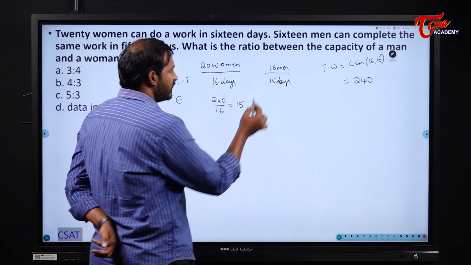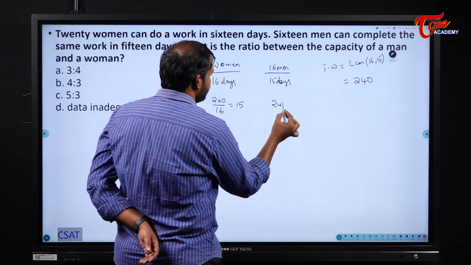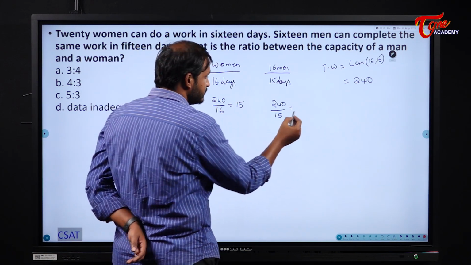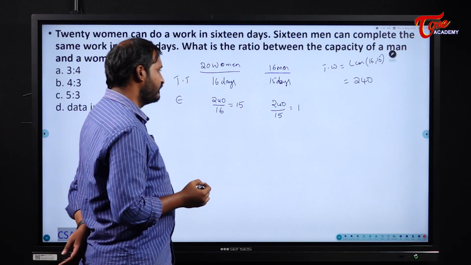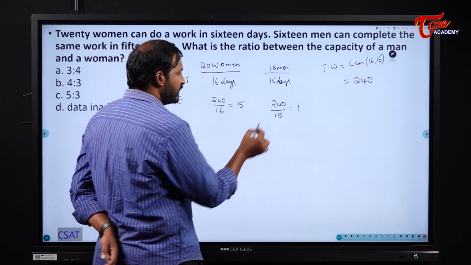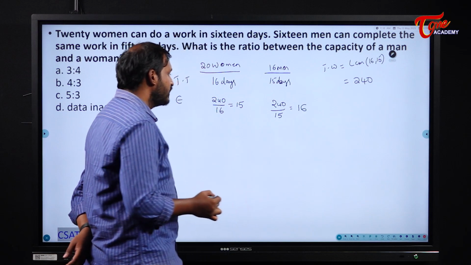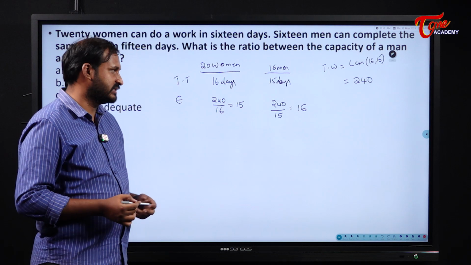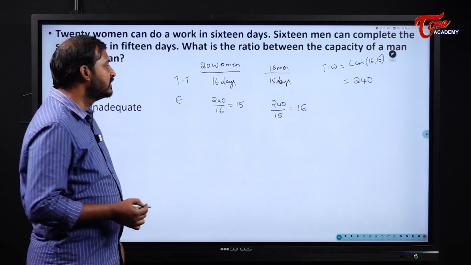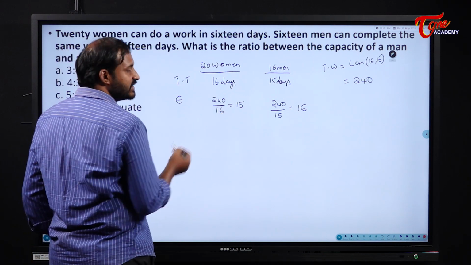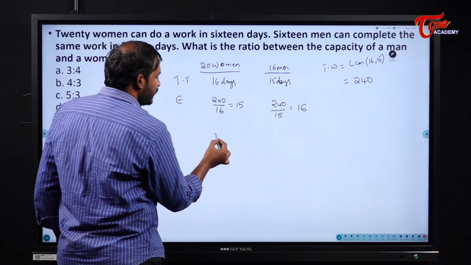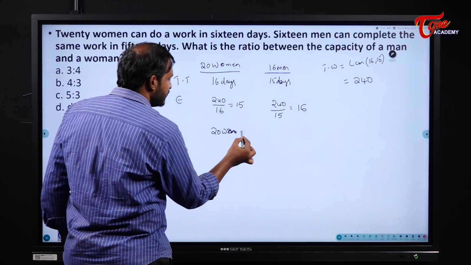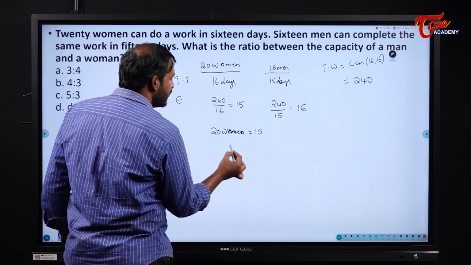Now for 16 men, 240 by 15. So 15 table, 15 ones is 15, and then next 90 means 16. So their efficiency will become how much? 16. Simple. Directly you can inverse it. Why? Because their product only, that one. So now 20 women's efficiency is how much? 15. What will be one woman's efficiency?